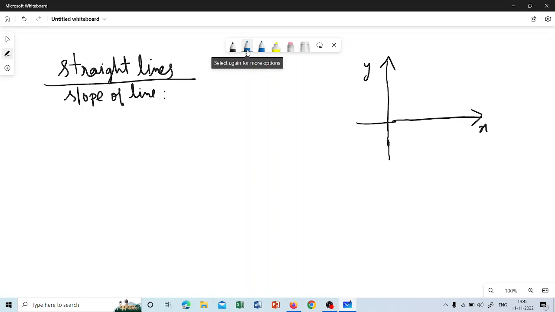A straight line. I am not passing it through the origin because that will make it simpler. If I want to measure the angle from the positive x-axis, there are two ways you can measure the angle. I can go in this way. So this is the angle.